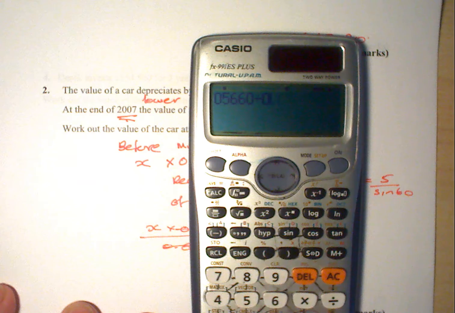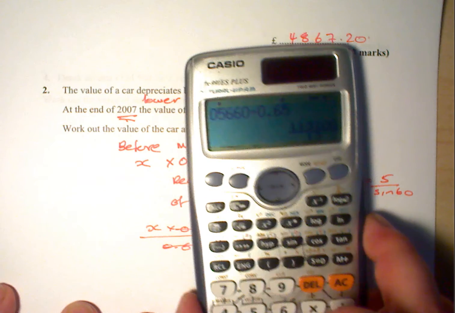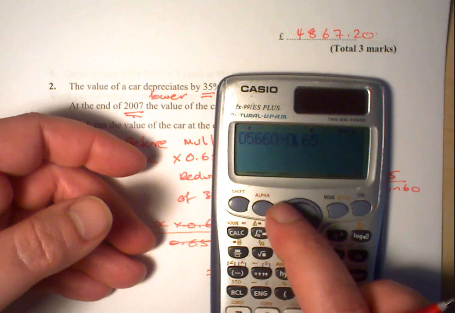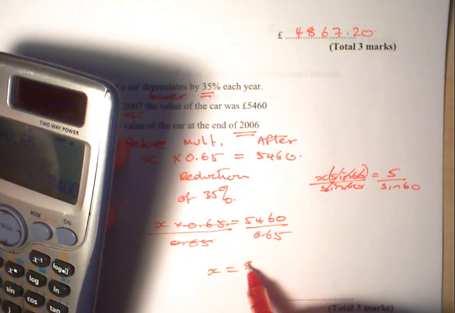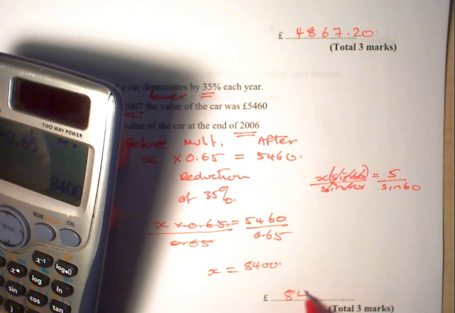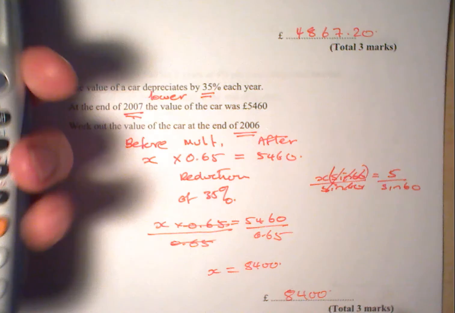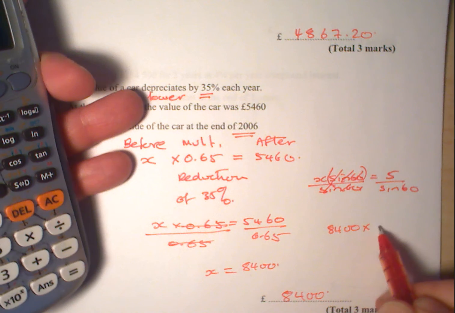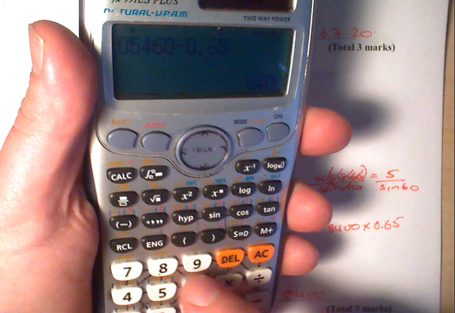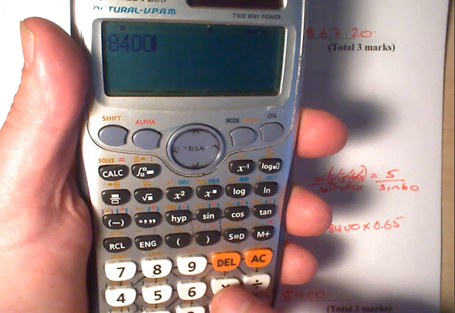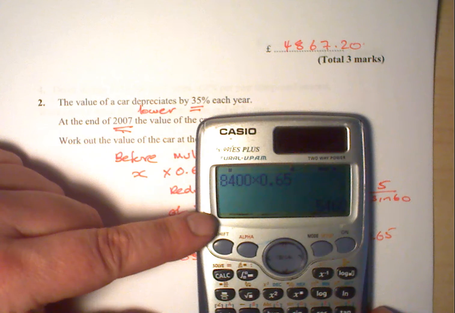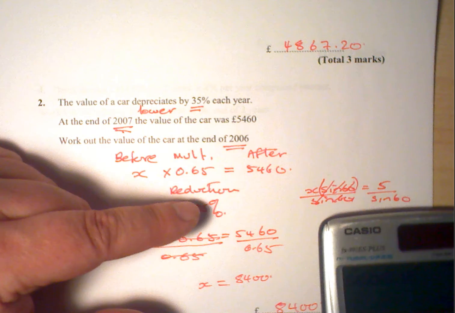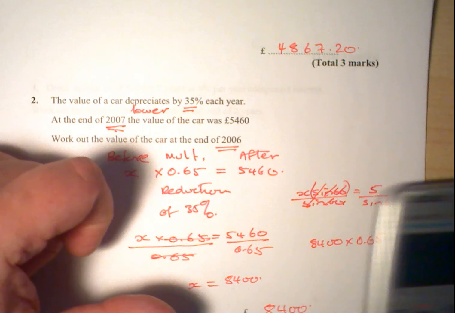5460 divided by 0.65, I get 8400. So the answer is 8400. And if you don't trust yourself, you can just double check that if you reduce it by 35%, 8400 times 0.65. Okay, I've got 5460. That's what I wanted. No, it was all good. Right, so it does work.